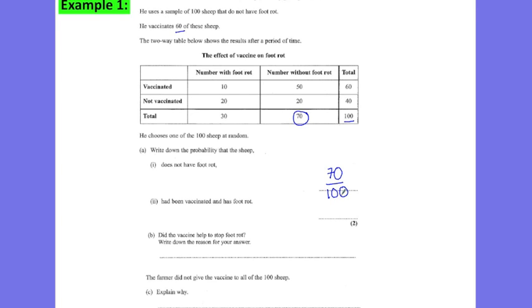In part B, write down the probability that the sheep had been vaccinated and has foot rot. So vaccinated and had foot rot, we're now looking here with foot rot and vaccinated. Here, out of our total 100.